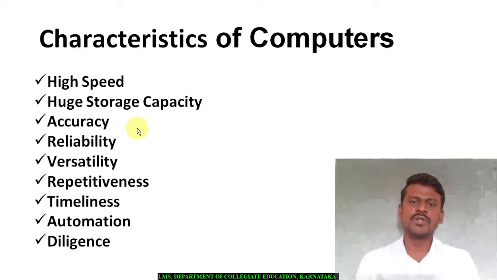But the computer will solve the problem or make the calculation and give the 100% correct result.